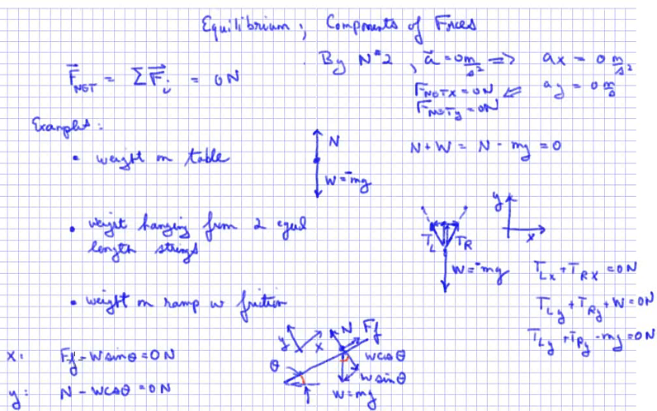We can now write equilibrium equations for x and for y, and the statement for the x direction would be that the frictional force minus W sine theta is equal to 0. That's the sum of the x component forces is equal to 0. And similarly, N, the upward normal force, minus W cosine theta, the downward perpendicular to the plane force, has to be equal to 0. And so these are the equations that would be used for the equilibrium condition.